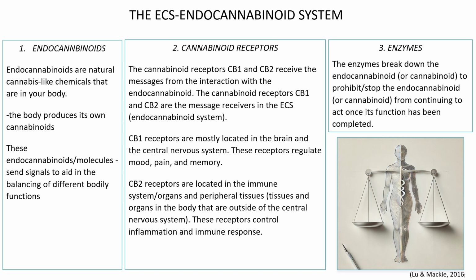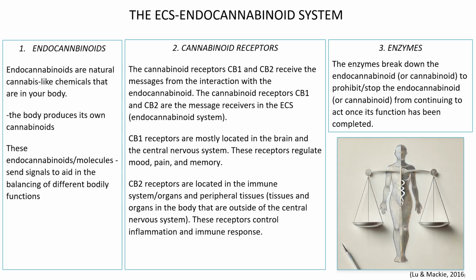The cannabinoid receptors, CB1 and CB2, receive the messages from the interaction with the endocannabinoid. The cannabinoid receptors, CB1 and CB2, are the message receivers in the ECS. CB1 receptors are mostly located in the brain, and CB2 receptors are located in the immune system or organs and peripheral tissues. CB1 receptors regulate mood, pain, and memory, and CB2 receptors control inflammation and immune response.